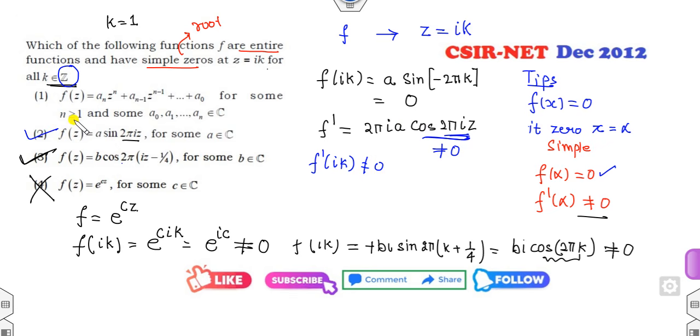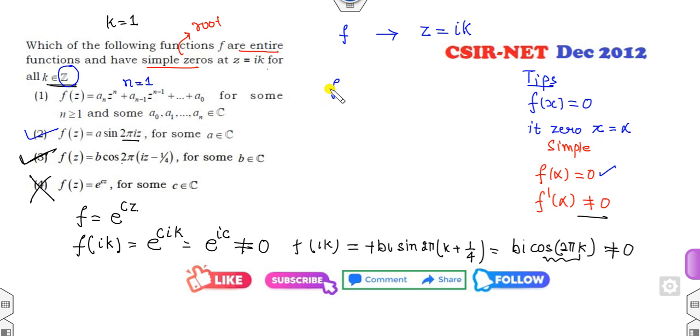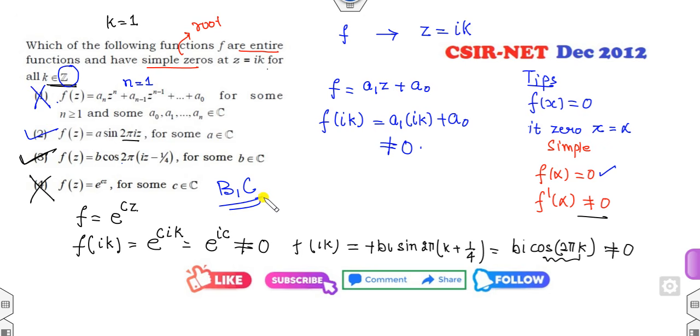First option, n is greater than or equal to 1. I can choose n = 1. Then your function will be, when n is equal to 1, a1 z plus a0. Then what is f(ik)? a1 ik plus a0. Clearly, this is non-zero. Therefore this option is also cancelled out. So the right answers of this problem are B and C.